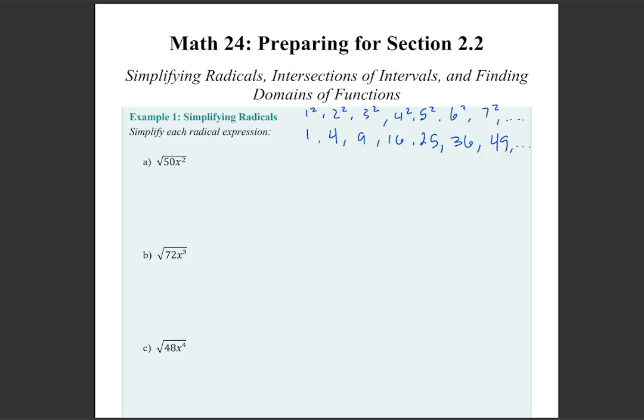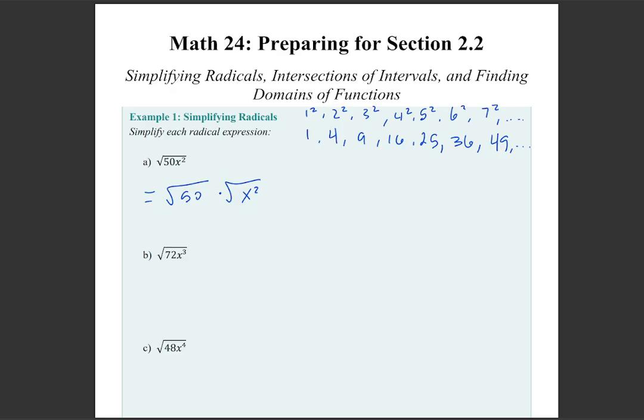So looking at square root 50 x squared, first thing I'm going to do is break off the 50 with the square root of the x squared, and it's totally okay to distribute square roots across multiplication like this. We can only do it with multiplication. We can't do it with addition or subtraction. So now we handle these two separately.